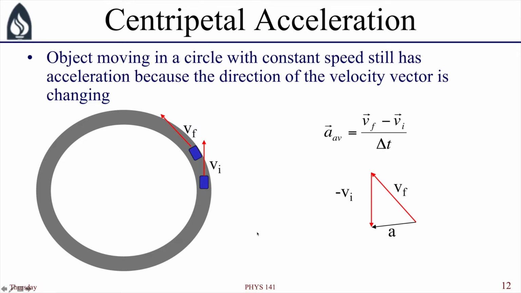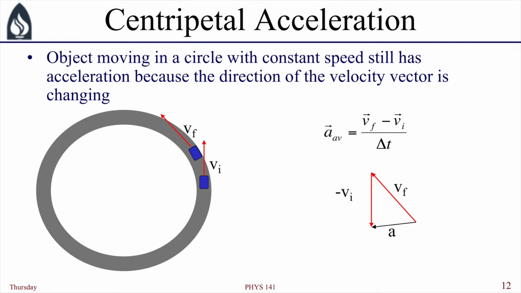So centripetal acceleration is the kind of acceleration you get because an object is moving in a circle. If you think about an object moving in a circle, even if it's at constant speed, it will still have acceleration because the direction of its velocity vector is changing. So in this picture here, we have a little cartoon of a car going around a circular racetrack. And let's say the speed of the car is constant. It's always going 30 miles an hour.